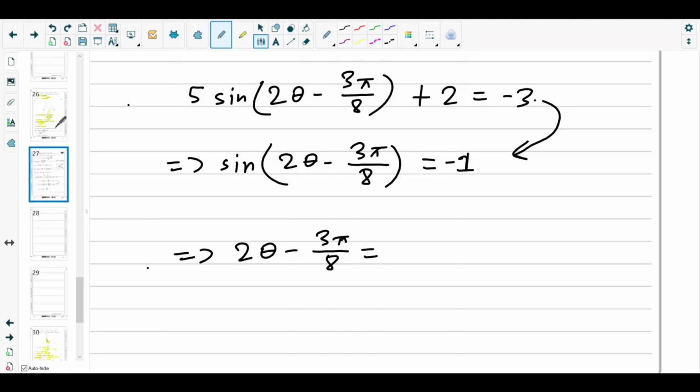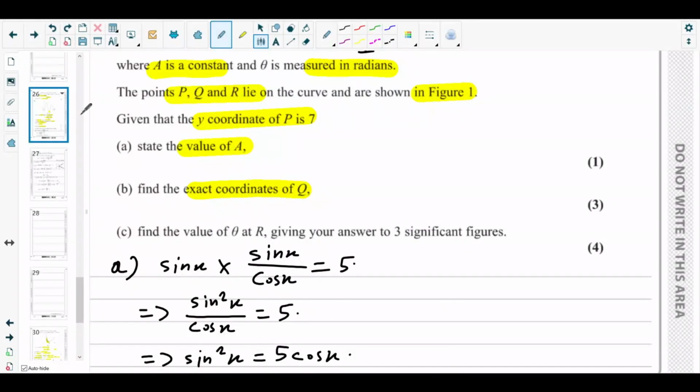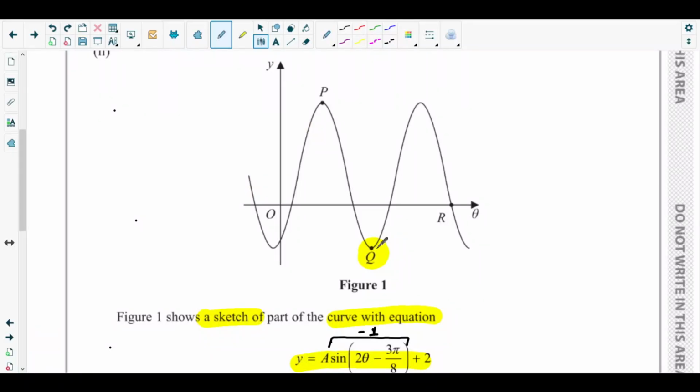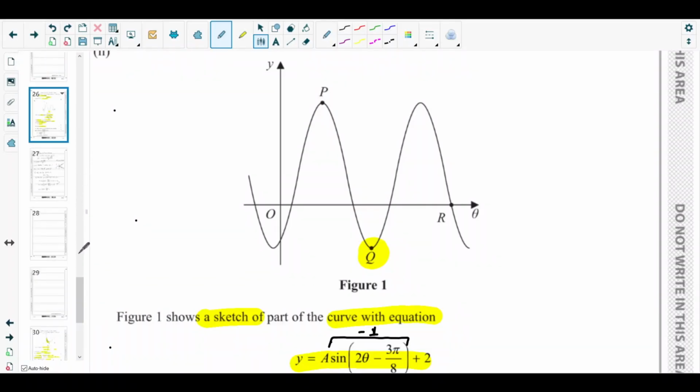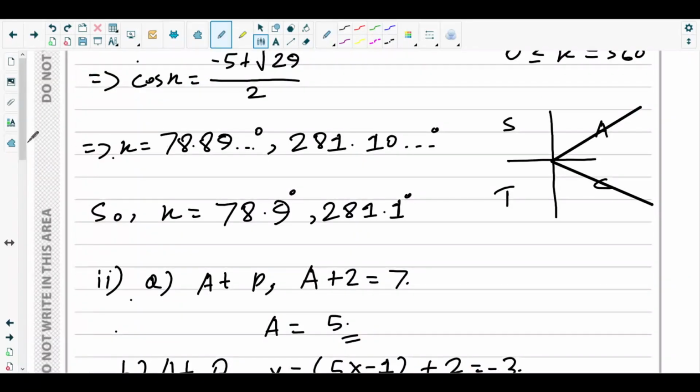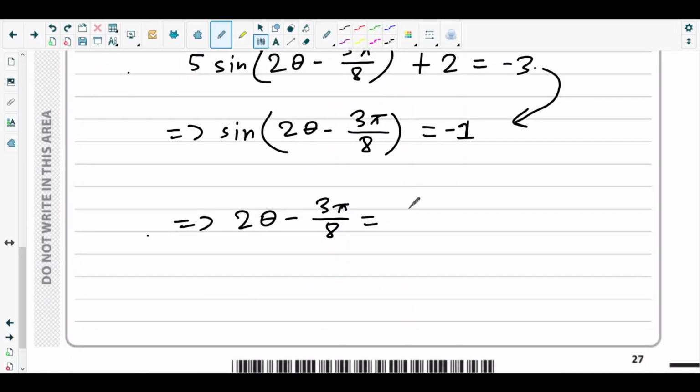Okay, let's see the graph. Sine inverse of negative 1. So point Q is the first minimum point on the sketch of y. The first minimum point in the graph of sine theta: sine of 0 degrees is 0, 90 degrees is 1, 180 is 0, 270 is minus 1. So that means 270 degrees is 3π/2 radians.